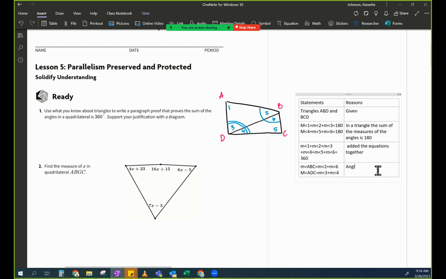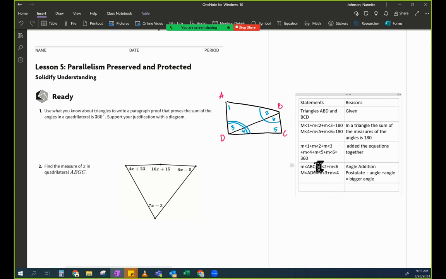So this is called the angle addition postulate. The angle addition postulate just means, and I'll write it here, angle plus angle equals bigger angle. I shouldn't use a minus sign because that makes it look like that. Does that make sense? Okay, and then the last thing that I would do is I would substitute this back in, and then it all shows it equal to 360, and then you're done.